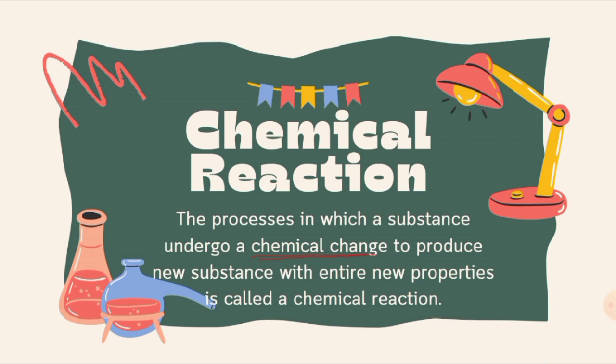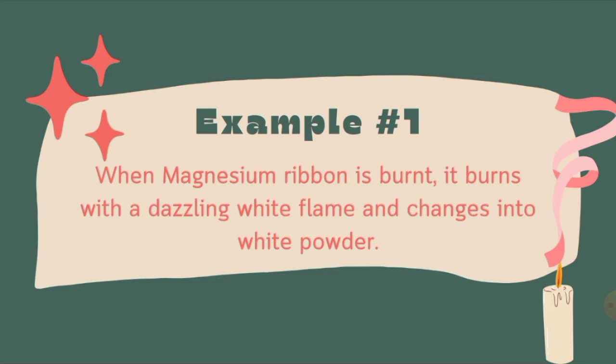Now let us see a few examples of chemical reactions. So we have first example, example 1. Here I am taking a magnesium ribbon. Here the magnesium ribbon is being burnt, it burns with a dazzling white flame and changes into white powder.